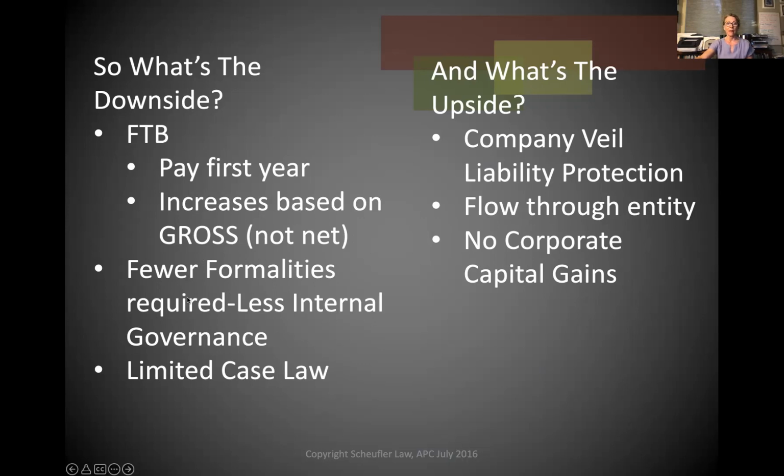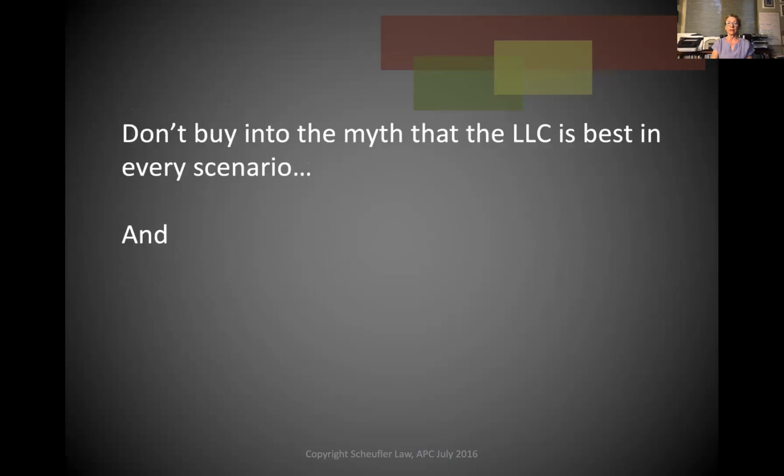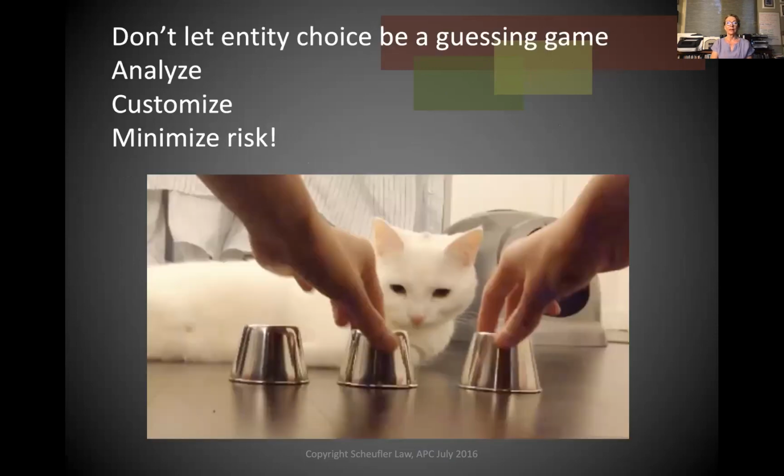So there's fewer formalities. Some people like that, but that provides less evidence of adhering to company or corporate formalities. The upside is you have the corporate veil liability protection. It's a flow-through entity, just like an S Corp, no corporate capital gains. This is the big thing that I look at when I'm looking at why we would do an LLC. So don't buy into the myth that the LLC is the best in every scenario, and don't let any entity choice be a guessing game. Get legal advice, get tax advice, analyze, customize to your specific scenario, and minimize your risk.